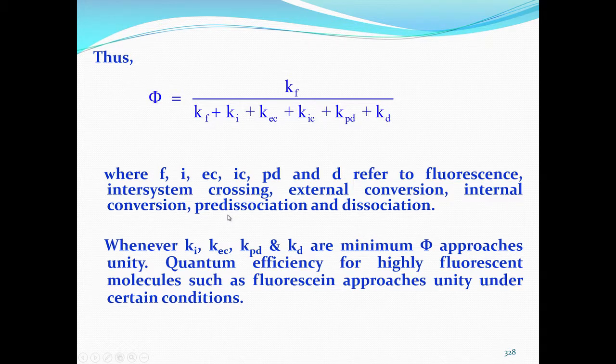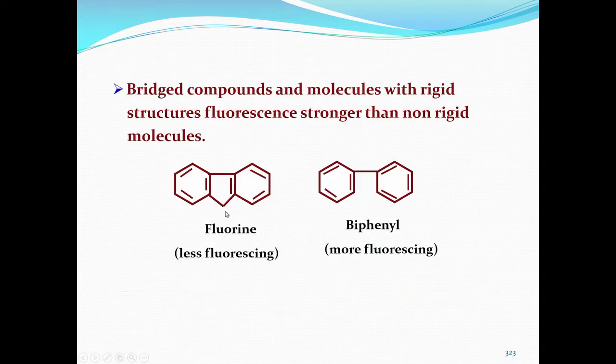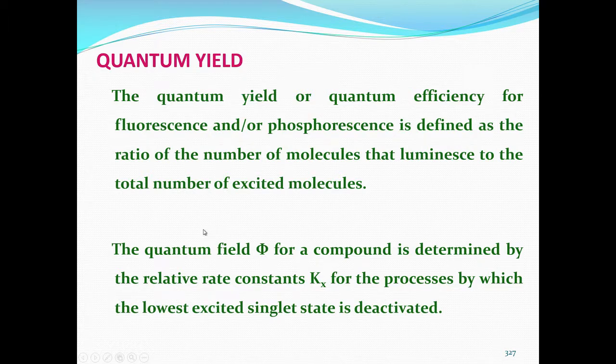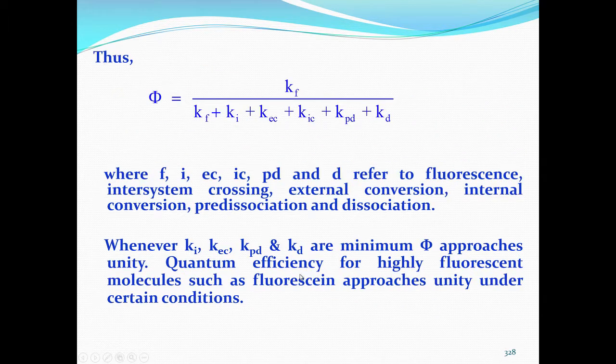This fluorescein I had shown you earlier, this is fluorescein, there is a spelling error, but I want you to remember that there is an error, and you can check the proper structure in your textbooks. The quantum yield for a compound is determined by the relative rate constants by which the lowest excited singlet state is deactivated. So, this we have seen already, and fluorescein approaches unity.